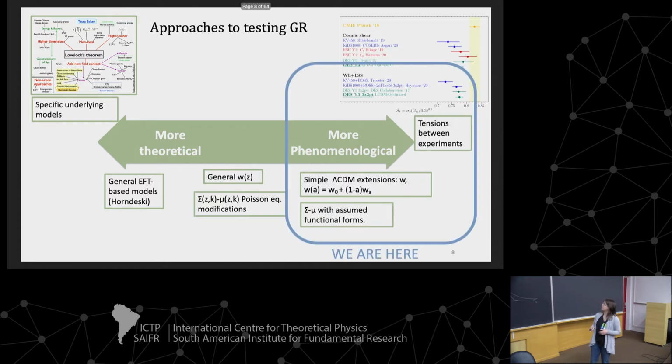So for this talk and for the types of constraints that I'm going to be talking about, we're very much on the phenomenological end of things. We're introducing parameters that can look for certain physical effects that could come from changing gravity, but could come from potentially other things, and trying to get a good handle on what we can say and what we can't say with our available data.